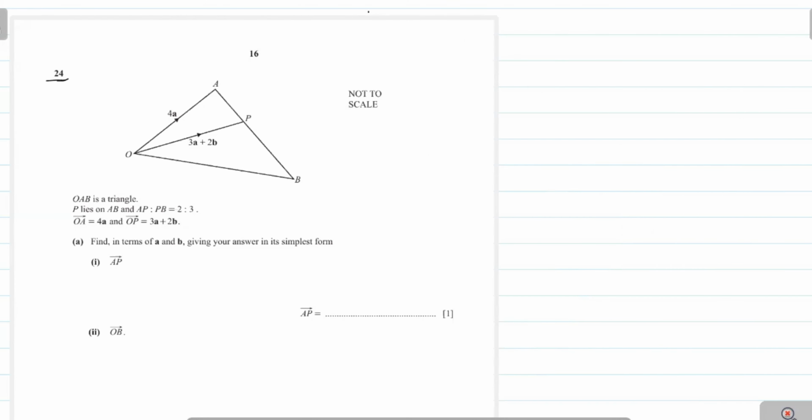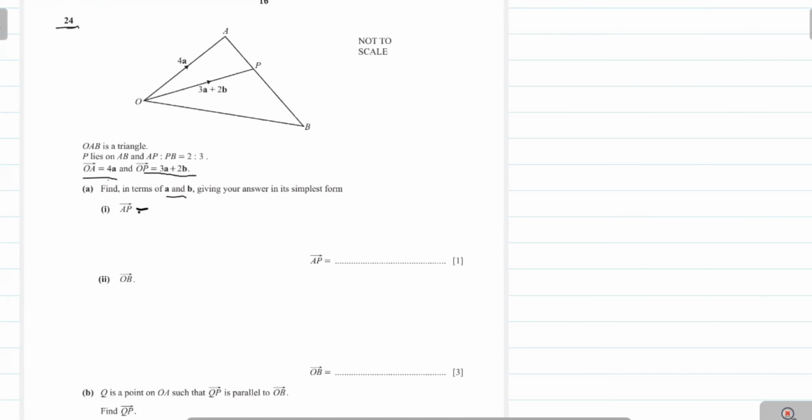Question 24. OAB is a triangle. P lies on AB and AP to PB is equal to 2 to 3. OA equals 4A, OP equals 3A plus 2B. Find, in terms of A and B, part first, AP. You see here AP equals OP minus OA. Now OP is 3A plus 2B, minus OA, which is 4A. Therefore, this value will be equal to 2B minus 4A. And this is the AP vector.